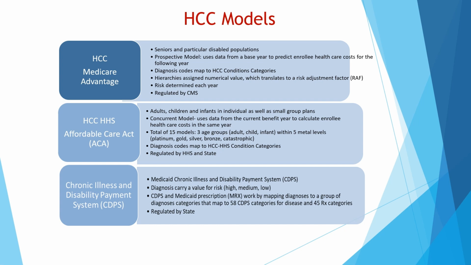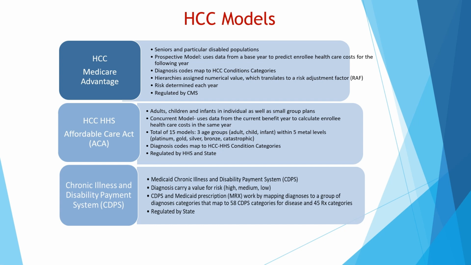HCC models. 1. HCC, Medicare Advantage. A. Includes seniors and particular disabled populations. B. The prospective model uses data from a base year to predict enrollee healthcare costs for the following year. C. The diagnosis codes map to HCC condition categories. D. The hierarchies assign numerical value, which translates to a risk adjustment factor. E. The risk is determined each year. F. It is regulated by CMS.